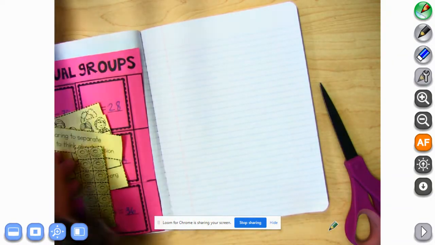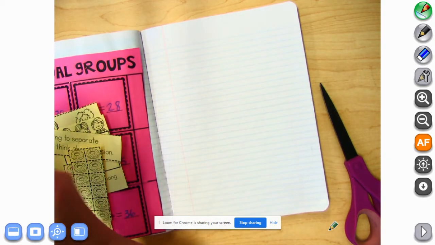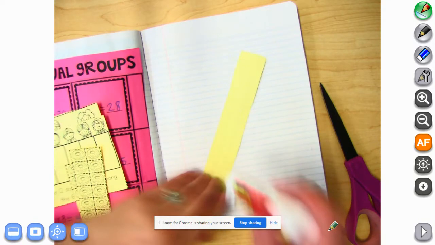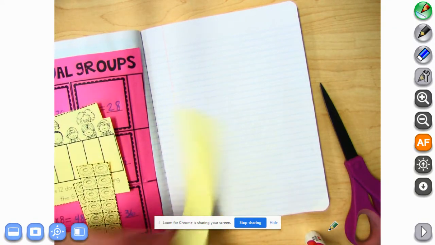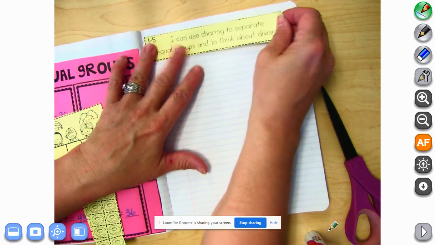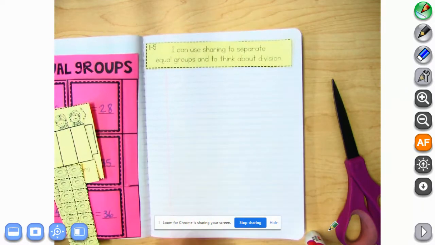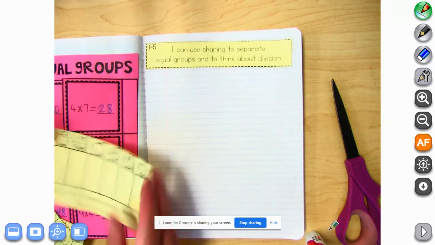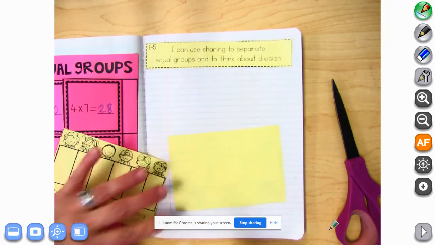Okay, so the first thing we're going to do is glue in the top part that talks about what it is we're working on. Okay, it says I can use sharing to separate equal groups and to think about division. Okay, I'm going to take my first one, the one that just has the 3 boxes. Let's put that one up first.